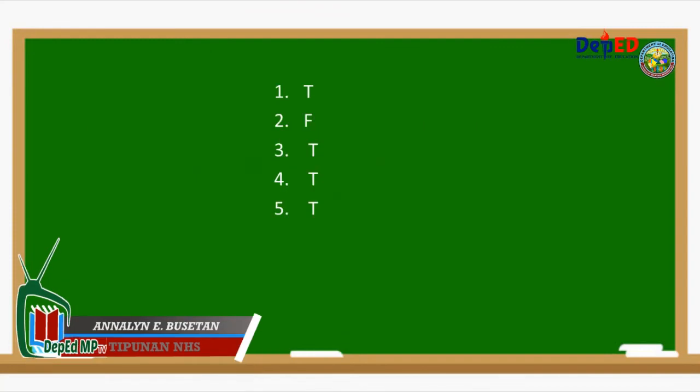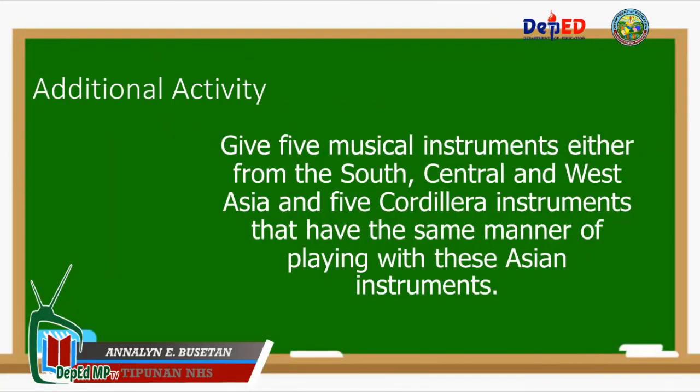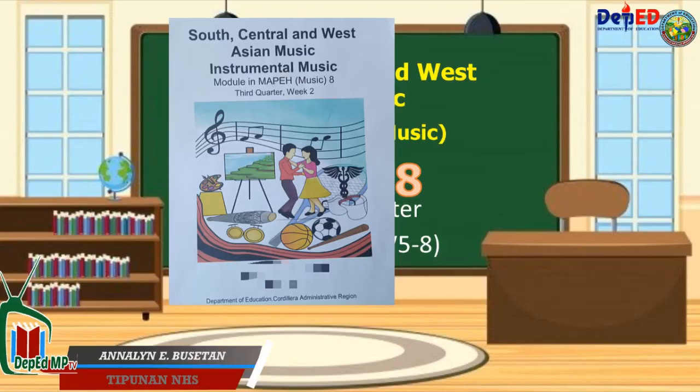Okay, let's check your answers. For your last activity, my dear learners, you have to name 5 musical instruments either from the South, Central, and West Asia, and 5 Cordillera instruments that have the same manner of playing to these Asian instruments. In your module, there are still activities that we did not discuss in this video. Don't forget to accomplish and also master your music performance.